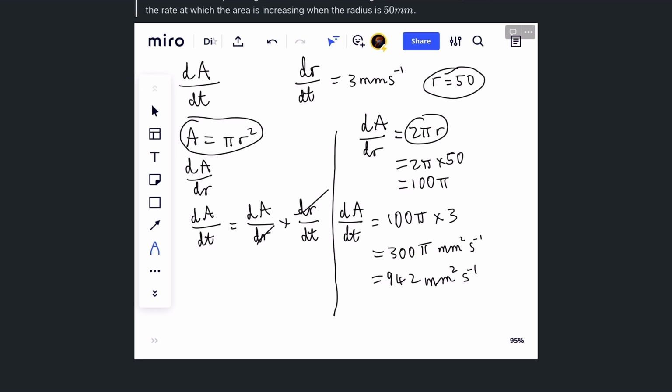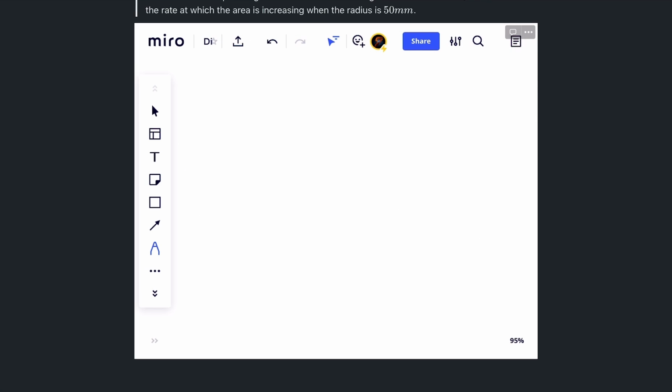Most of the time you differentiate the main function and try to link it, like here with dA over dt, you're trying to link it with dr over dt by differentiating the function. Basically, one of the things has to cancel out to get the other. So over here the dr's cancel out, so then you can get dA over dt. And that's it for differentiation.